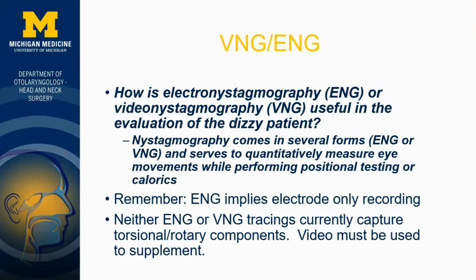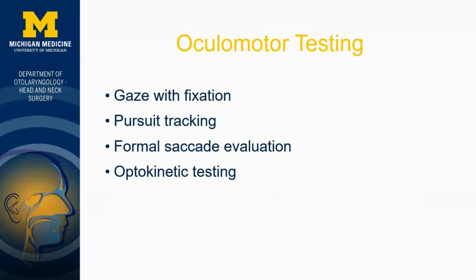So how is ENG or VNG useful in the evaluation of the dizzy patient? Nystagmography comes in several forms. ENG implies electrodes only during that recording. So most places are not doing electrodes only. Most places are doing VNG, video nystagmography. And it serves to quantitatively measure eye movements while performing positional testing or calorics. And then again, this is our reminder, video must be used to supplement any time that you are using these tracings. So VNG can be broken down into three sections.